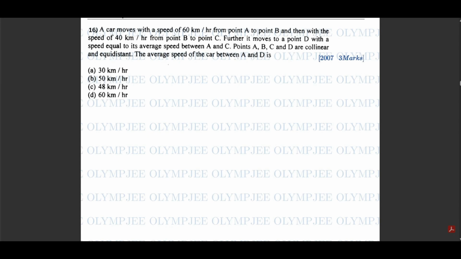with 40 from B to C. Further, it moves from C to D with speed equal to average speed between A and C. All the points are equidistant and collinear. The average speed from A to D is. So let's understand with help of a diagram. All the points are equidistant. So let's assume the distance to be D.